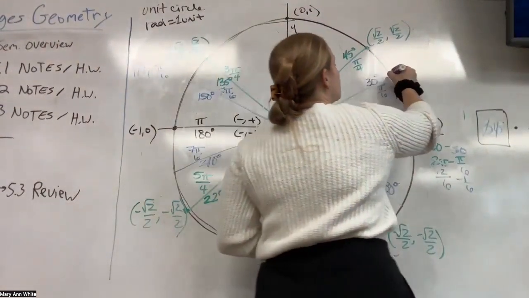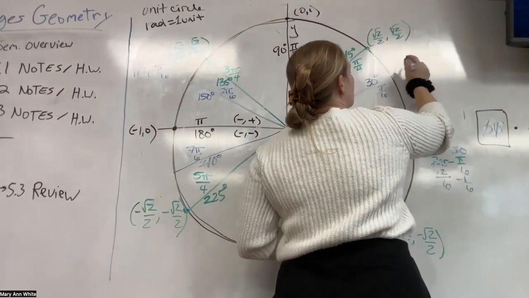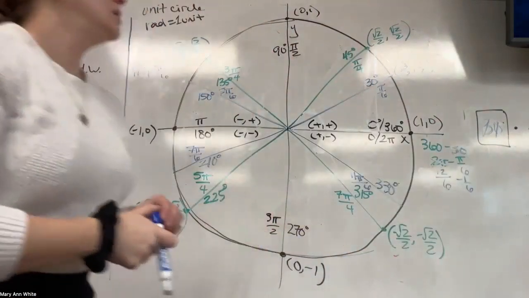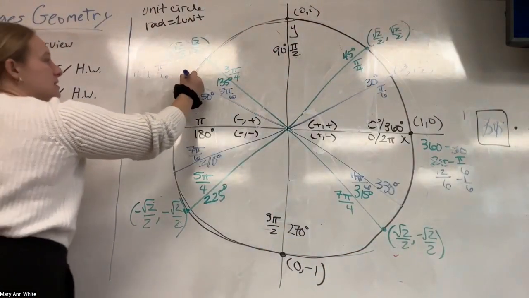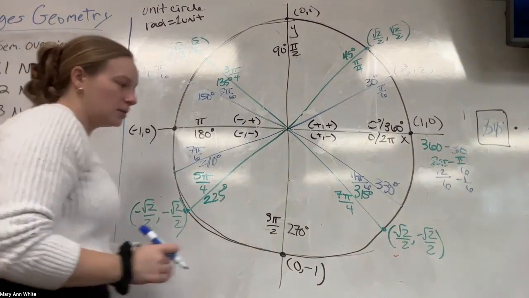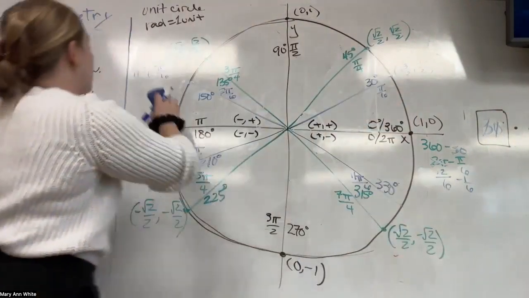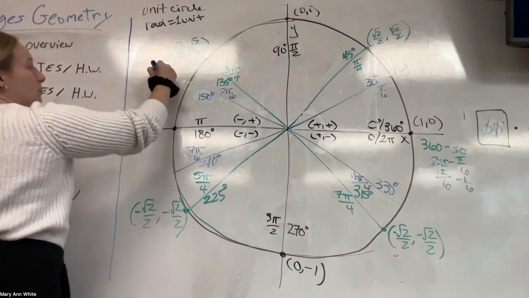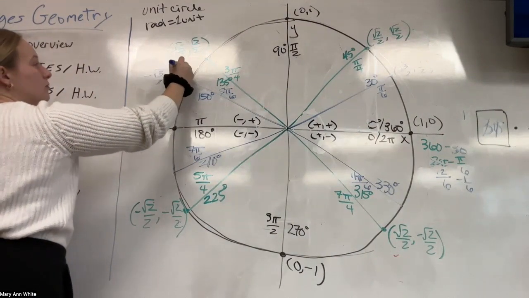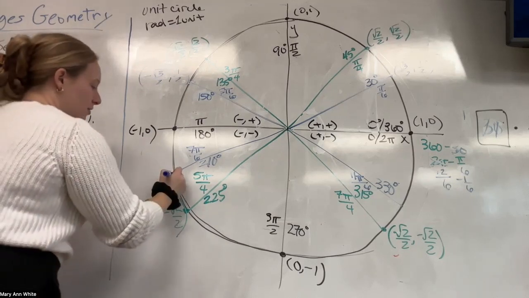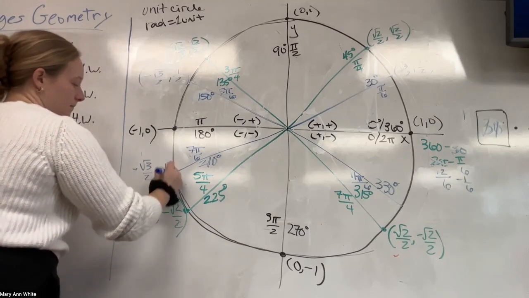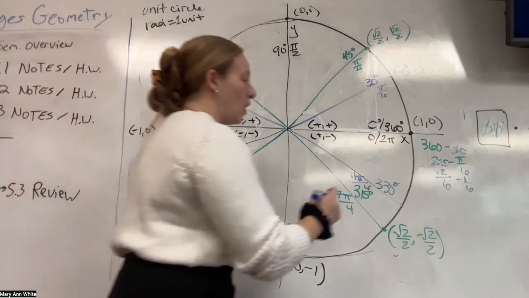So the first one is positive, positive: positive √3/2, positive 1/2. The second quadrant is negative: negative √3/2, positive 1/2. Third quadrant, they're both negative. And then fourth quadrant, Y is negative.